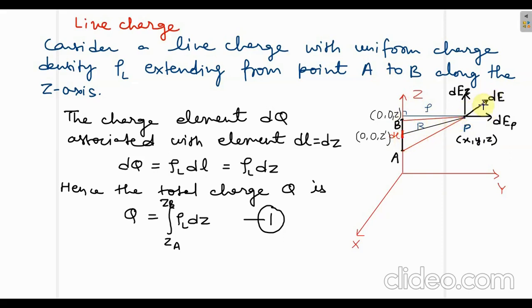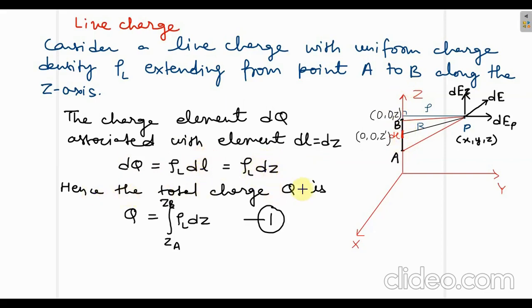Let dE be the differential electric field intensity due to this differential element dl. It can be resolved into two orthogonal components: the horizontal component dE rho, because it acts along rho, and the vertical component dEz, because it acts vertically. The coordinate of point P is x, y, z. The charge element dq associated with dl can be written as rho l dl, which I have already discussed. Since the line charge is on the z-axis, in place of dl we can write dz.